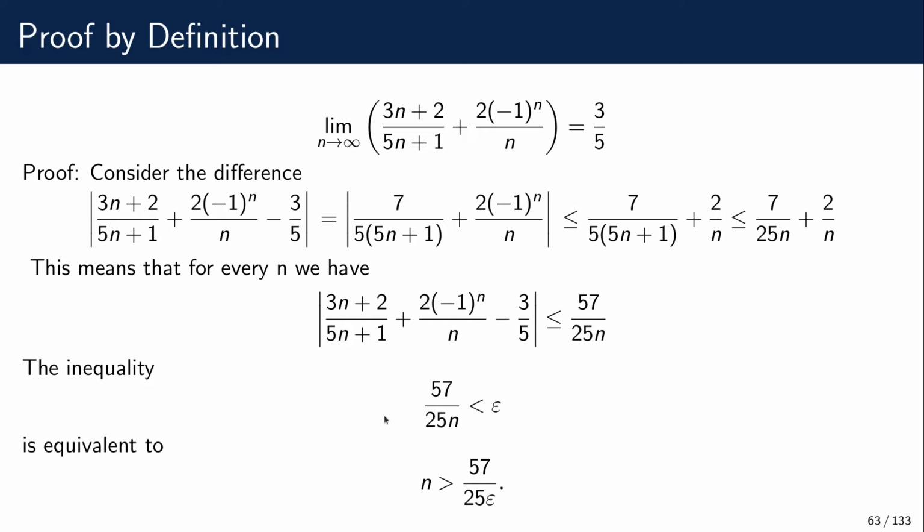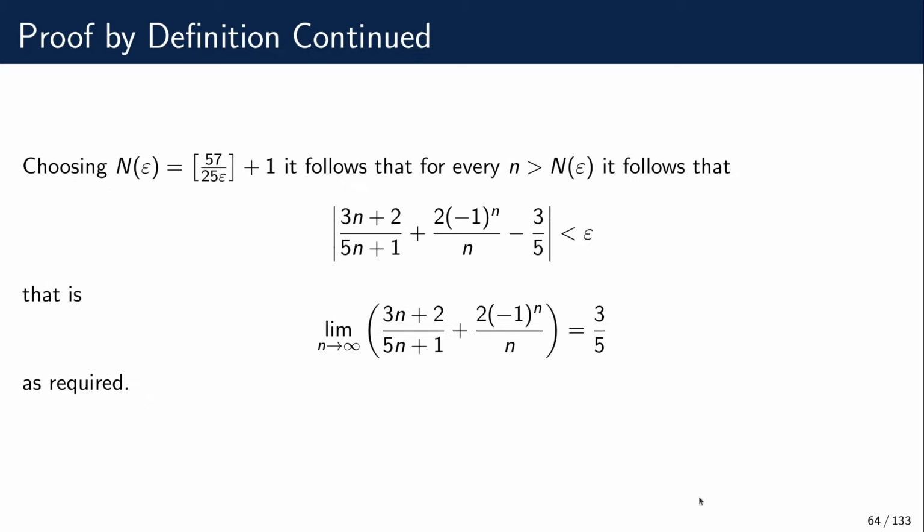And now let us look at this inequality. I basically will solve this inequality, and I'll choose n such that this expression is smaller than epsilon. And then if I show it for this sequence, then it follows for this sequence as well. Okay, so this inequality is equivalent to n being bigger than 57 over 25 epsilon, and again we want it to be an integer number. So what we can do is take the integer value of this and add 1. So we have seen this trick previously.